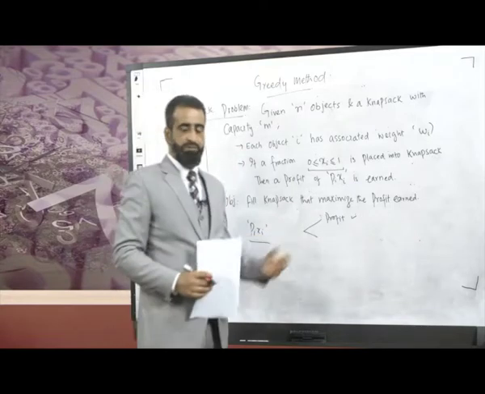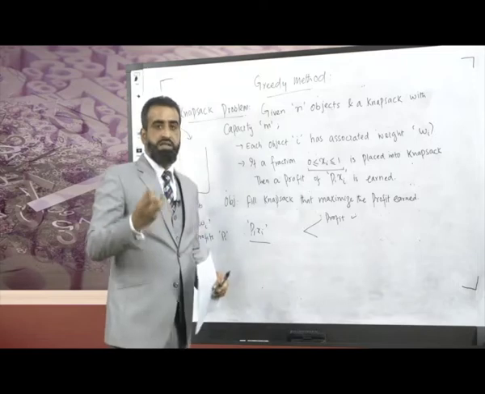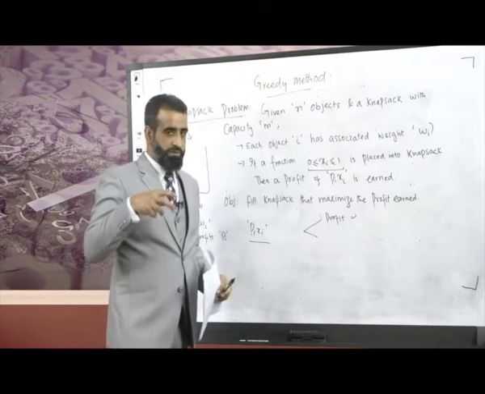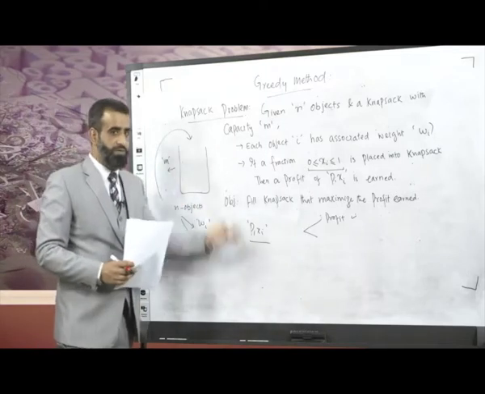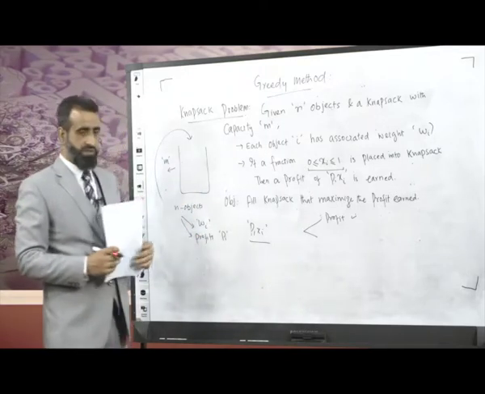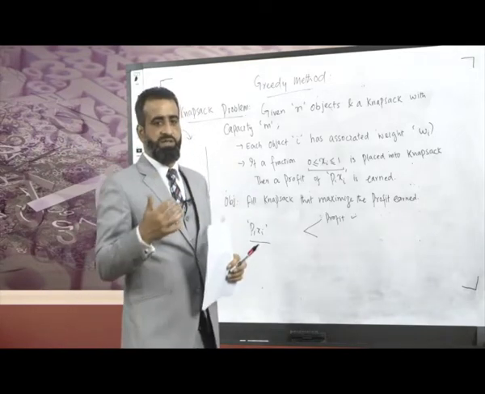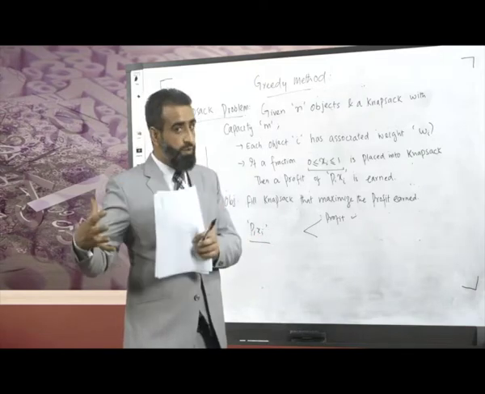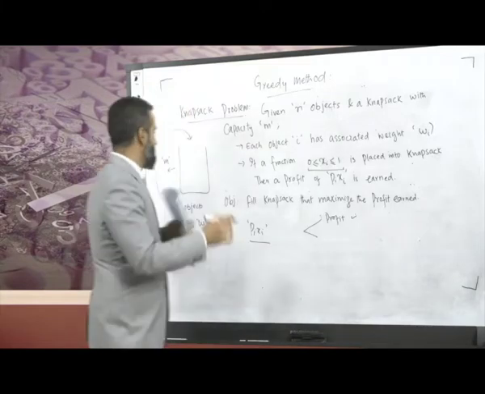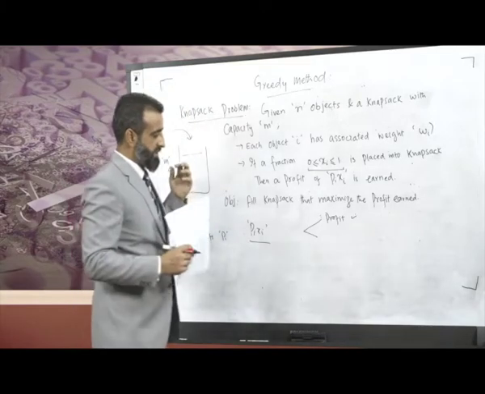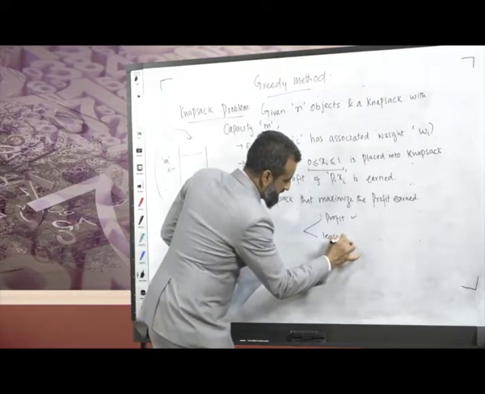The second way of doing it is to select the object which has the least weight. Because of that, with least weight, I can fill the maximum number of objects. If I first take the one object which has the least weight, I can slowly fill the knapsack, instead of taking the object with the highest weight, after which I may not be able to fill any more objects because that may use up the entire capacity. So let's take the least weight first. That's another approach.